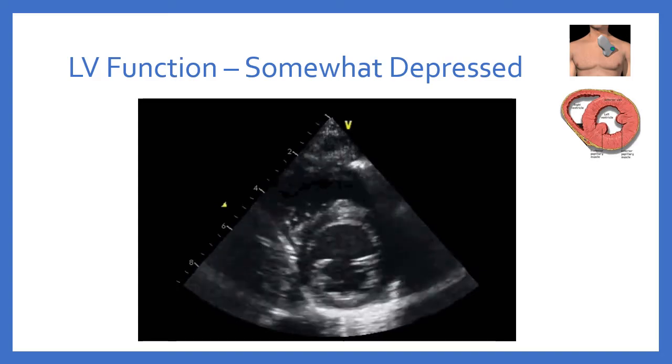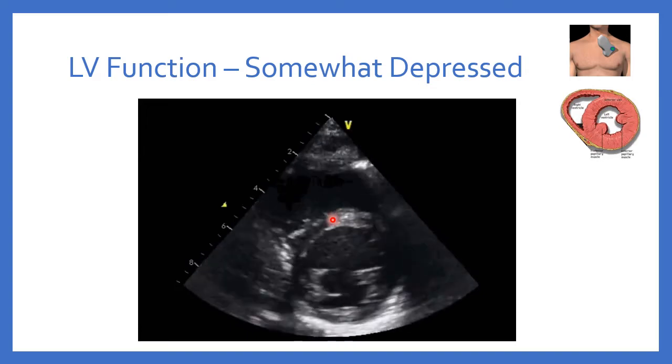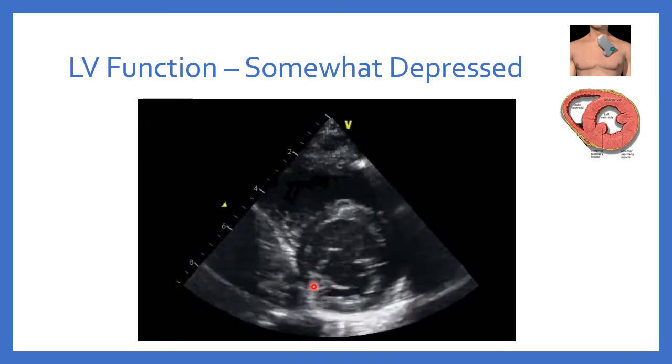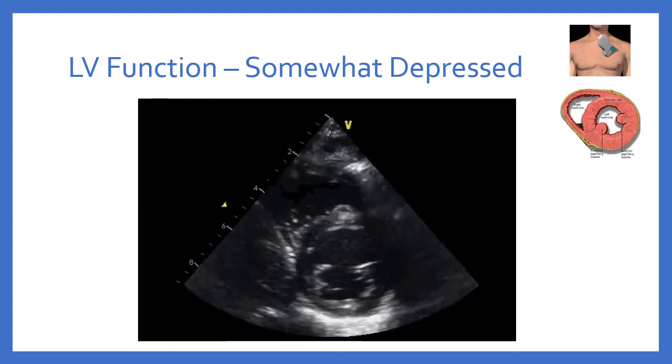Here's another example. This left ventricle is somewhat depressed, and the way you can tell that is that the ventricular walls are not thickening quite as much, and also the size of the ventricle is not decreasing as much during systole.